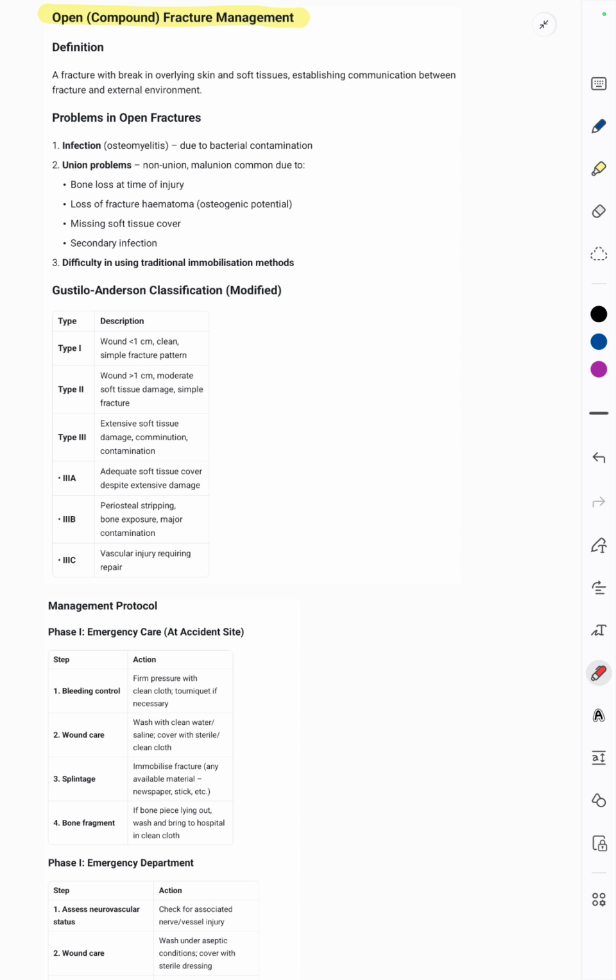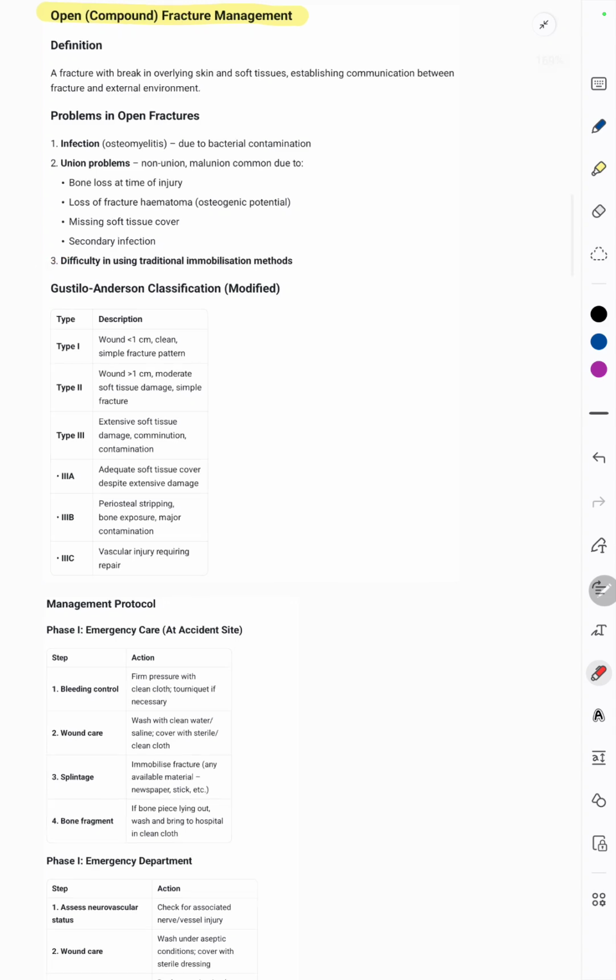So what are the problems in the open fracture? The problems are a high risk of infection, that is osteomyelitis. Then there is a union problem, if there is a bone loss at the time of injury, or if there is a loss of fracture hematoma. Then secondary infections or missing soft tissue cover, and difficulty in using the traditional immobilization methods.